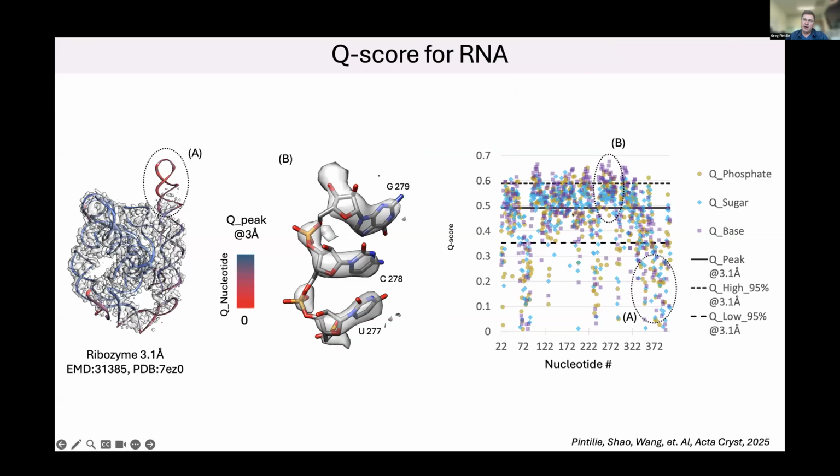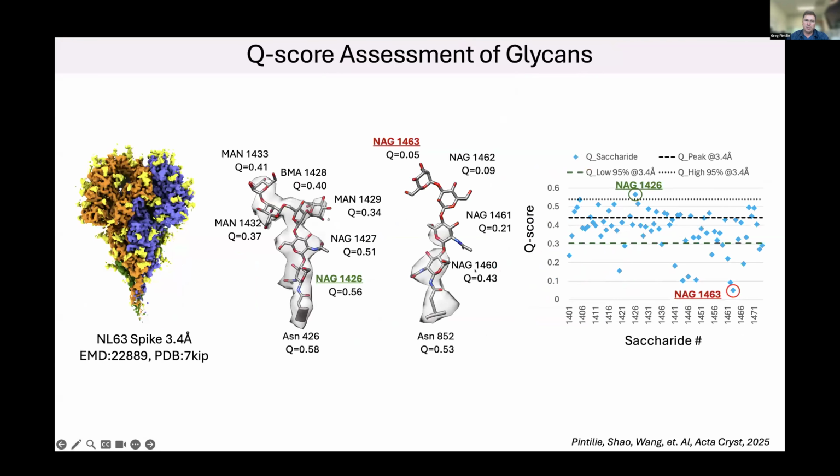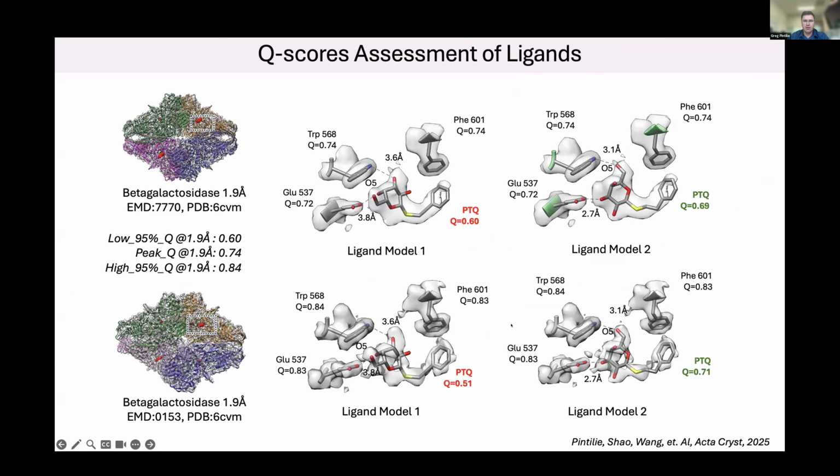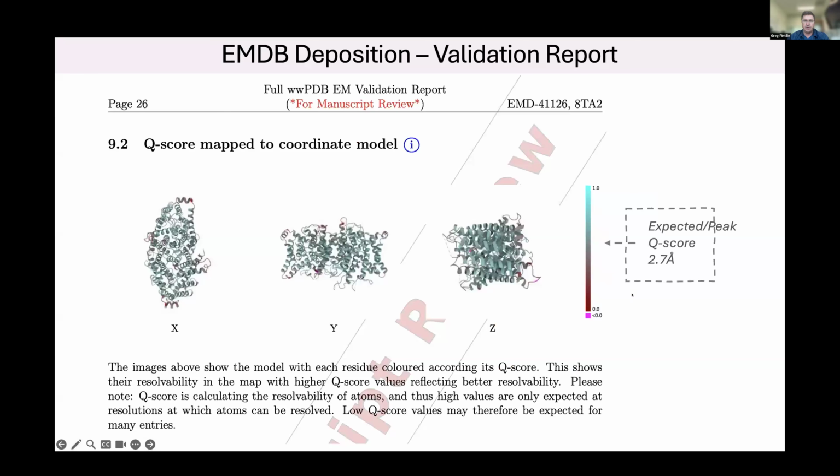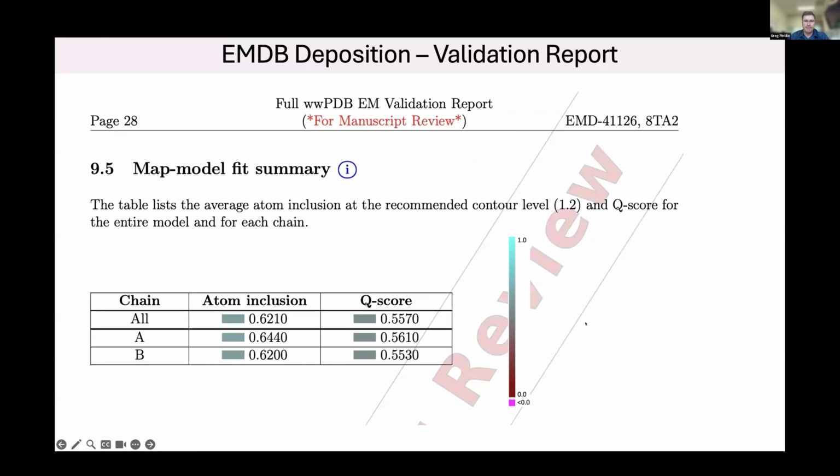The Chimera and Chimera X plugin will also have a visual representation of these. So you can click on a point and go there and then check the map and model yourself as well. That's what it's meant to be. It's sort of a visual guide of fit to map.